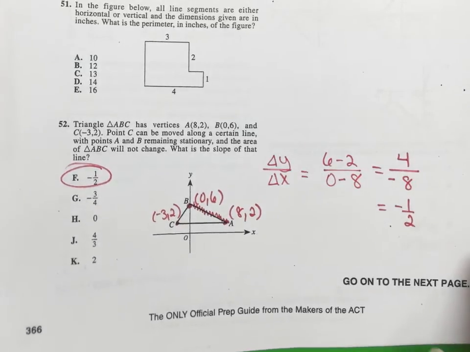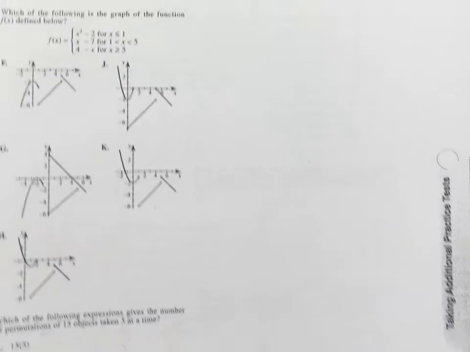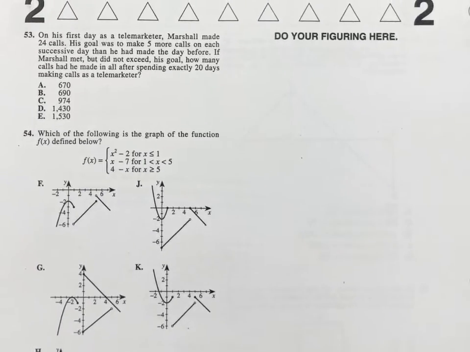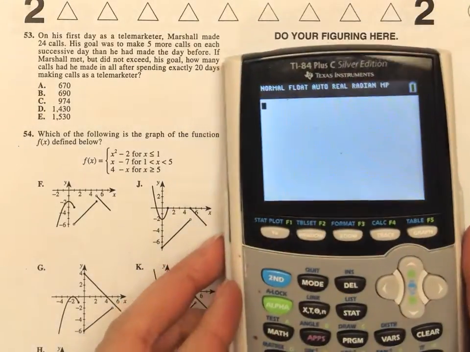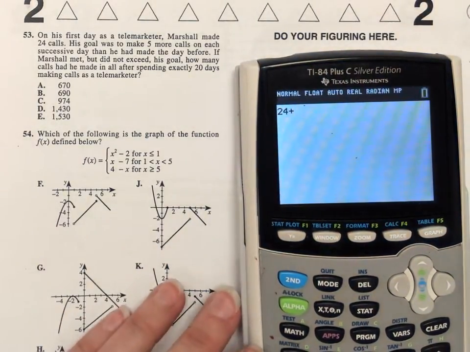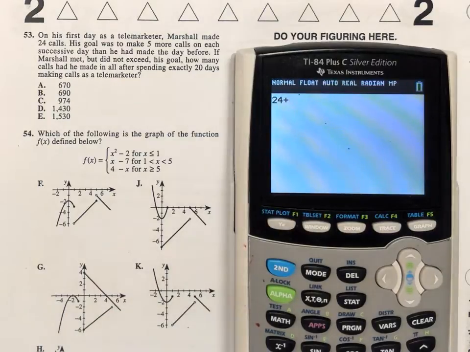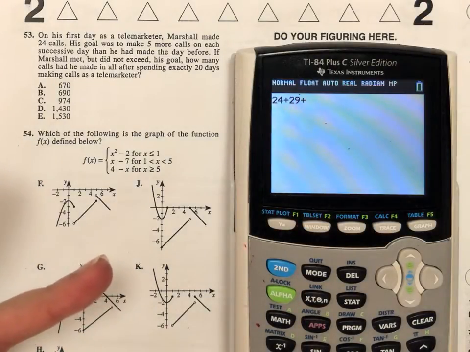All right, on the back, what about 53? Yes? Okay. 53 is the crazy one. You ready? All right. If you can figure out a quicker way to do this, I would be much obliged, because I cannot figure out a quicker way to do this. All right, so what do they want? You start with how many calls? 24 calls? Yeah. And every time, each day, he wants to add how many to it? 5. And what's 24 plus 5? 29. How many days are we going to do this for? 20.